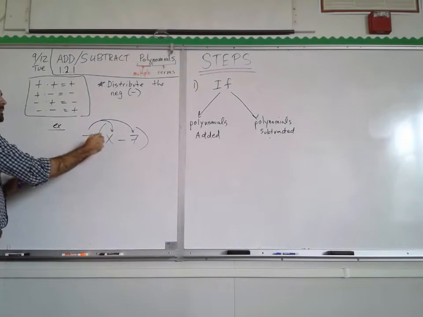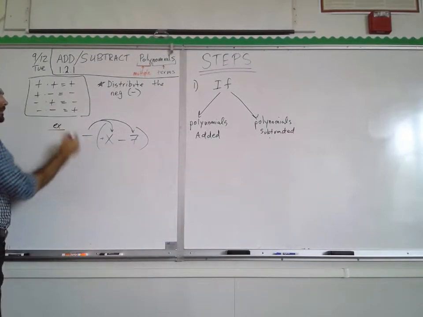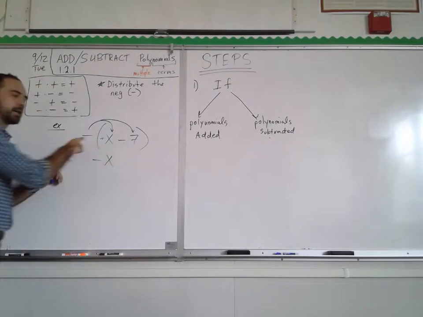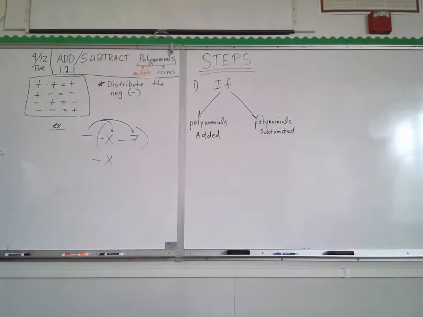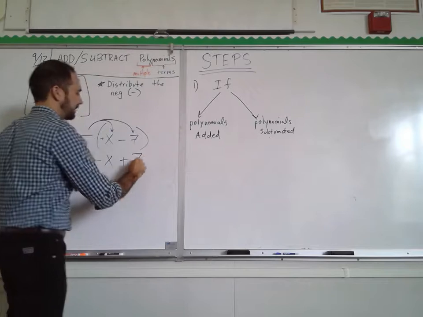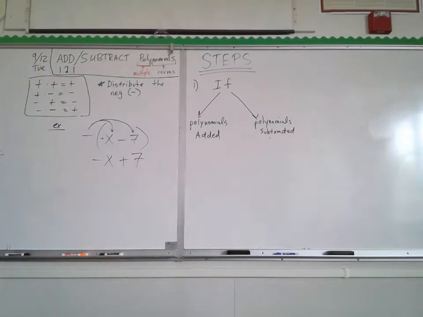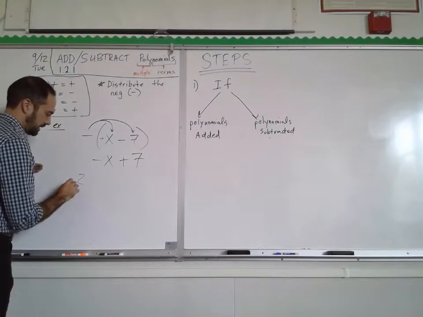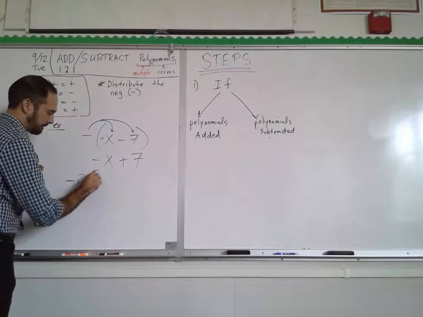Negative times a positive x. We look up here if you forget. We're going to get the negative x. How about the negative times the negative 7? Positive 7. Everybody pretty good with arriving at that problem? Yes. So I'd like for you to do this as a group. I'll give you 1 minute.